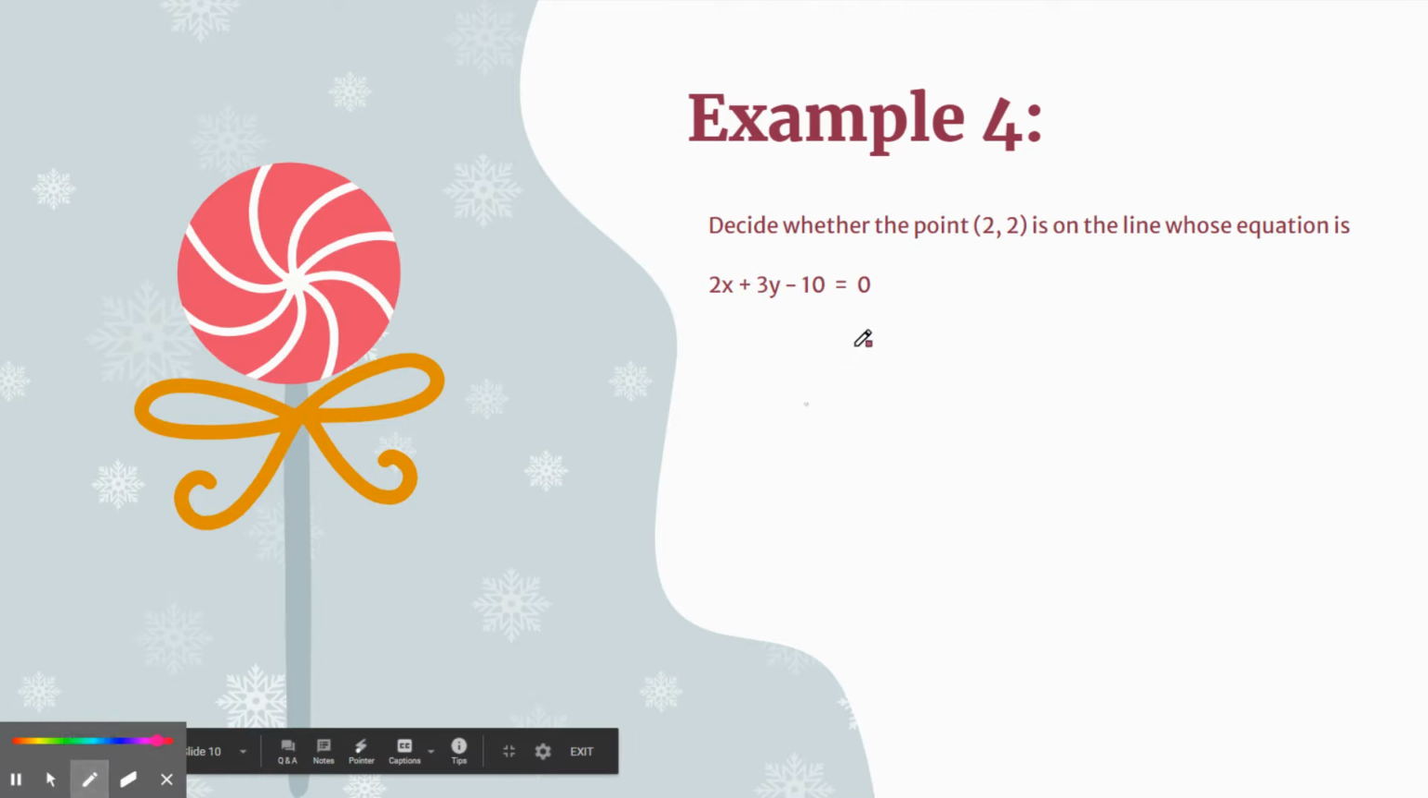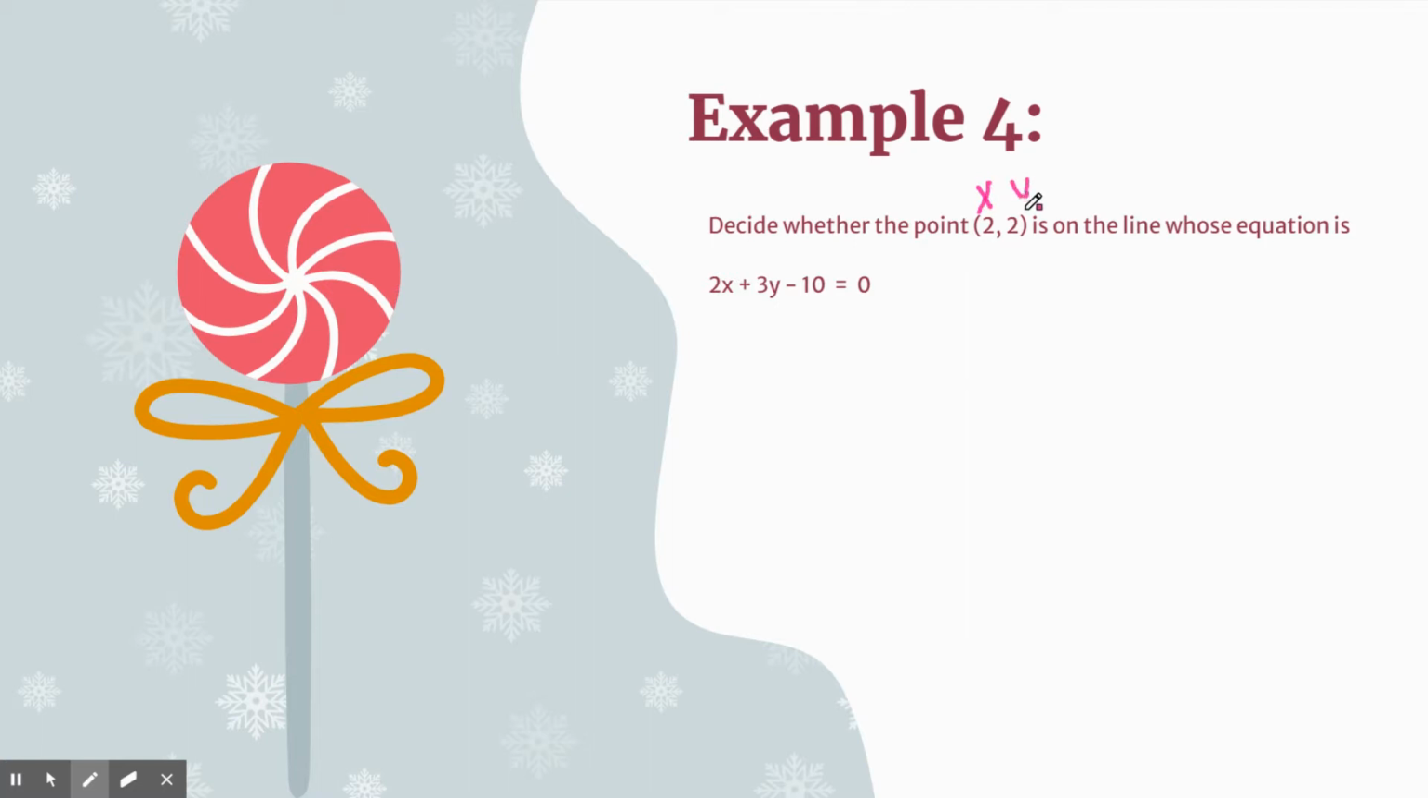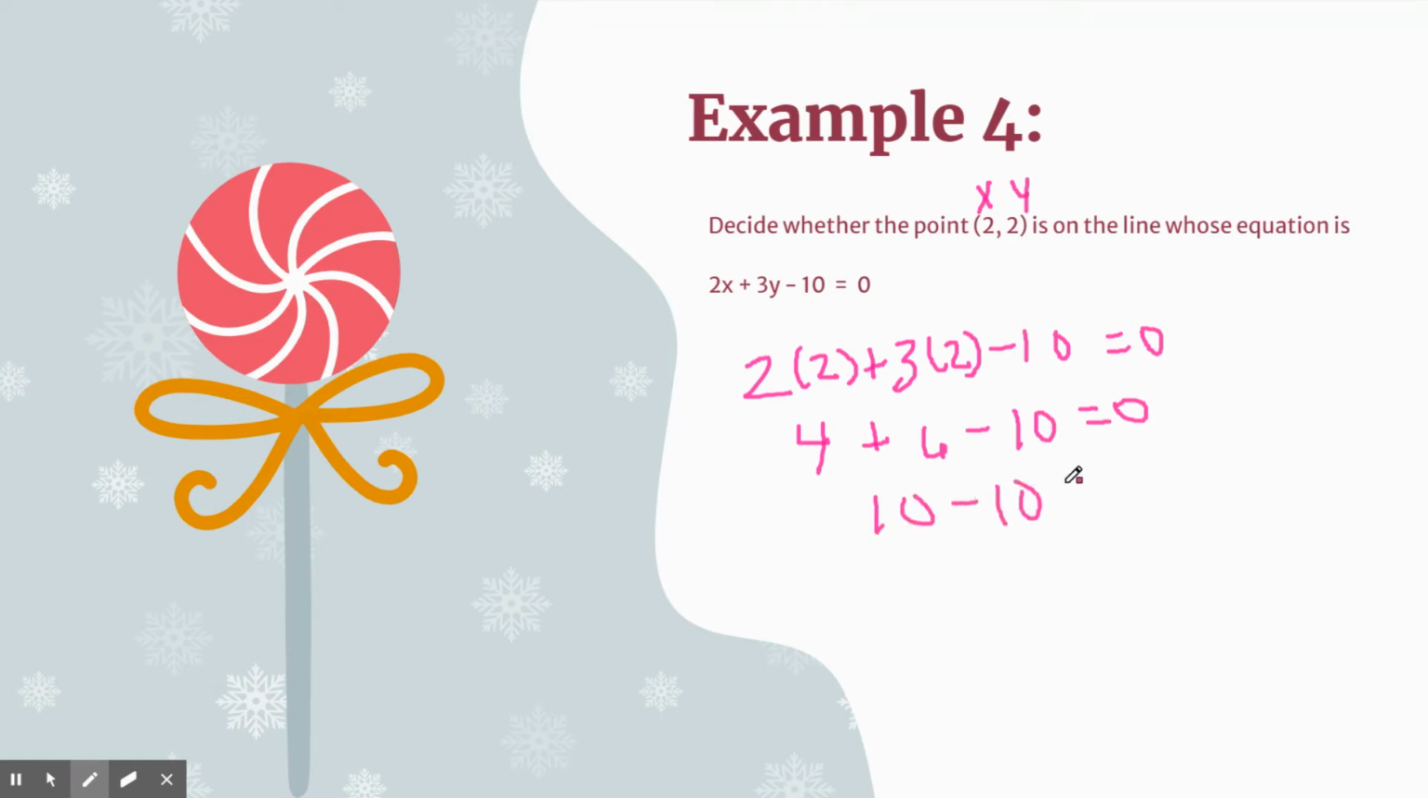All right, if you're with me, you've paused, you've solved, and you know whether or not this point is on the line. So this is an x, this is a y. I'm going to go ahead and plug them in. So it's 2 times 2 plus 3 times 2 minus 10 = 0. 2 times 2 is 4, plus 3 times 2 is 6, minus 10 = 0. 4 plus 6 is 10, minus 10 = 0. 10 minus 10 is 0, 0 = 0. Since they do equal each other, yes, our point is on the line.